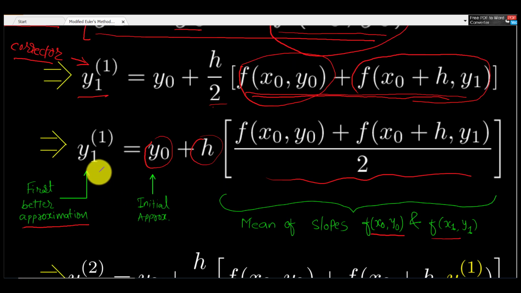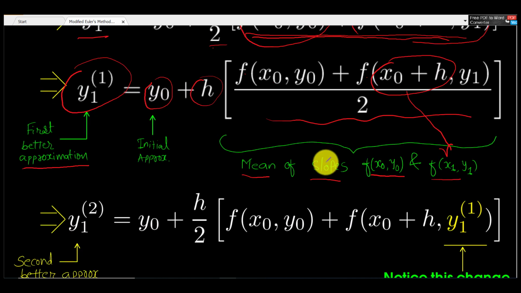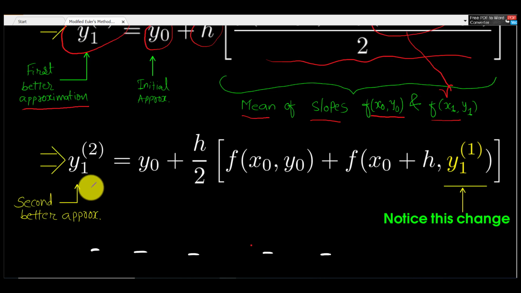Just see here, this is nothing but our first better approximation, which is equal to y0, that is the initial approximation, plus h times f of x0, y0 plus f of x0 plus h, y1, divided by 2. This x0 plus h is basically x1, so this is x1 comma y1. So I am just taking the mean of slopes of these two entities. The next stage is to get the second better approximation, and how do we get that?